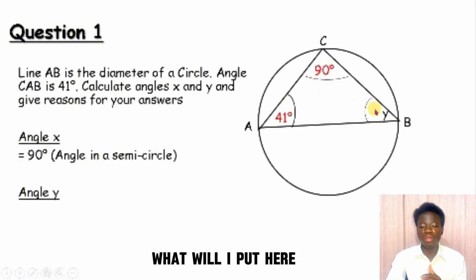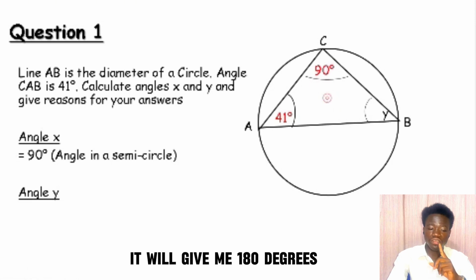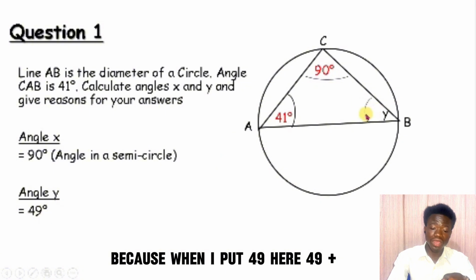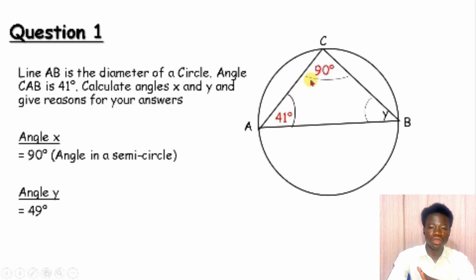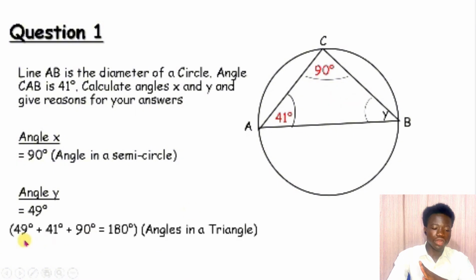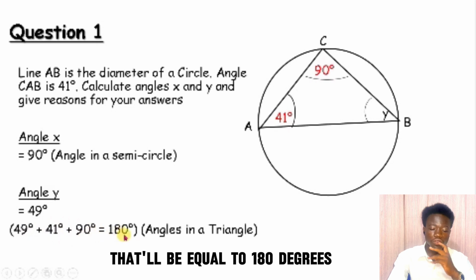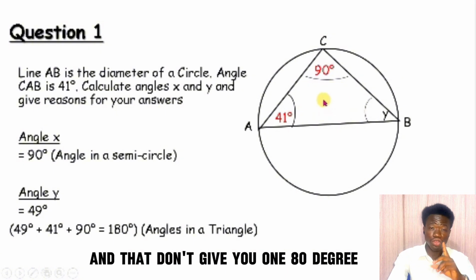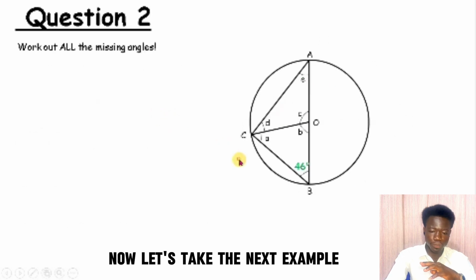In other words, when I add all the three of them, it will give me 180 degrees. So therefore, Y is what? 49. Because when I put 49 here, 49 plus 41 will give me 90. And 90 plus 90 will give me 180 degrees. And that is how you find the value of Y. So just to illustrate, 41 plus 49 plus 90 will equal what? 180 degrees. When you add the angles and they don't give you 180 degrees, you have to check your answer again. Now let's take the next example.